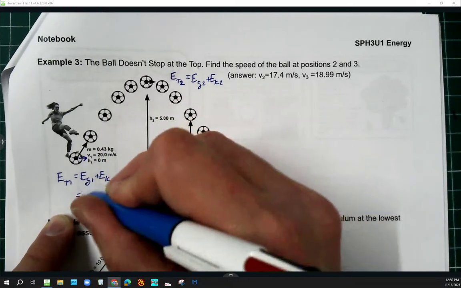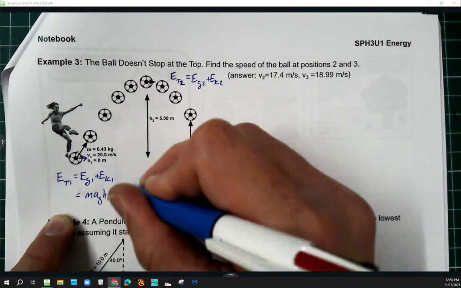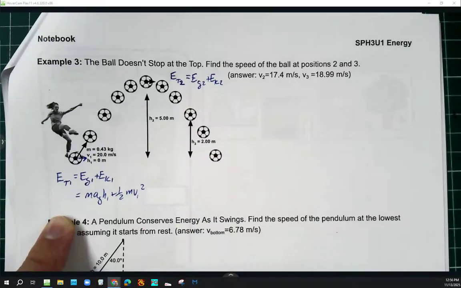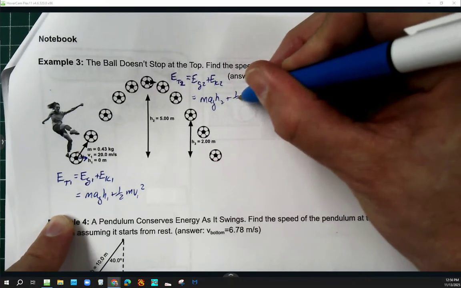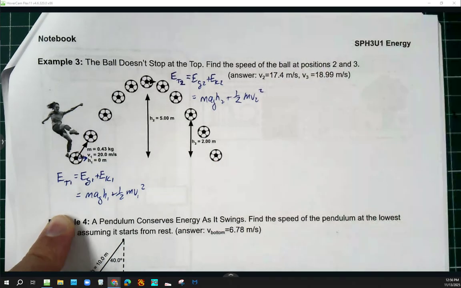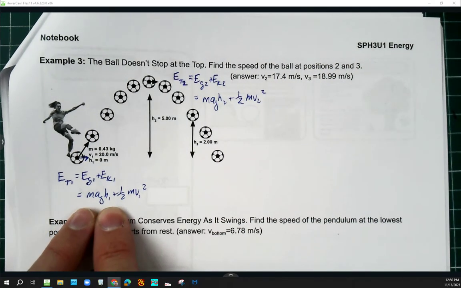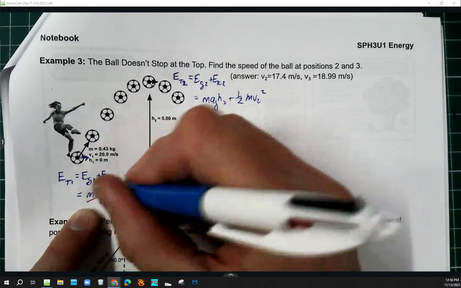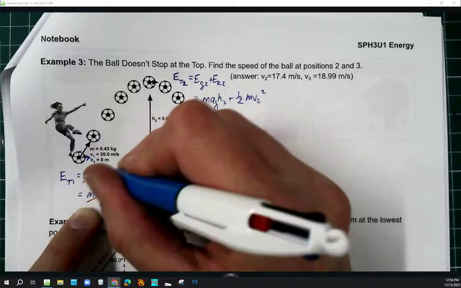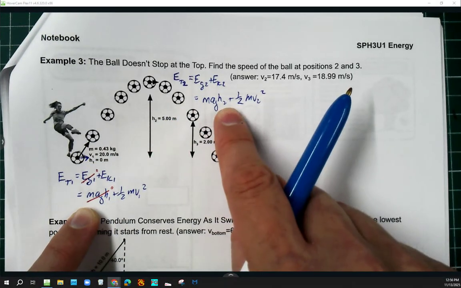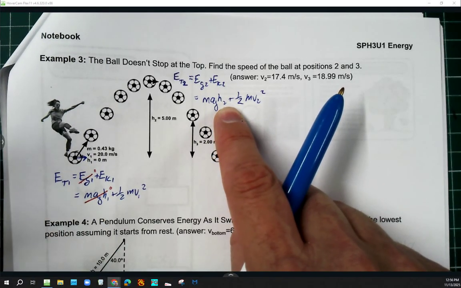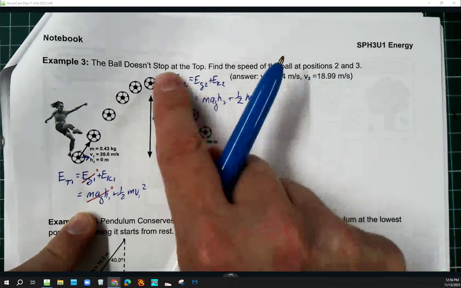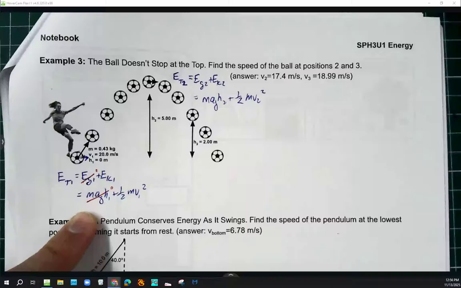I could expand that out as mass times acceleration due to gravity times height 1 plus 1/2 mv1 squared. And I could expand this one out as mass times acceleration due to gravity times height 2 plus 1/2 mv2 squared. Is there anything that could zero out on the first one? Yeah, look, it's on the ground. You're right, that guy could zero out because the height is 0. Is there anything I can zero out on this expression? Yeah, the height's not 0, speed's not 0, right? It's coasting forward. At the top, it doesn't stay put. It doesn't have an instantaneous stop at the top. So I can't zero anything out.